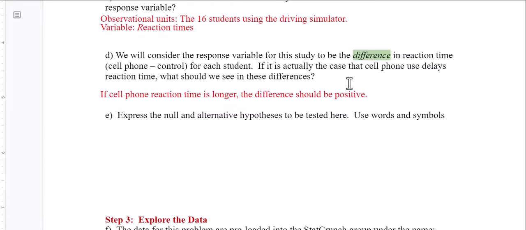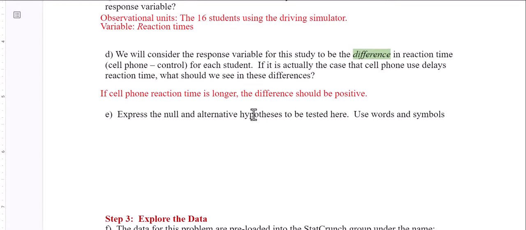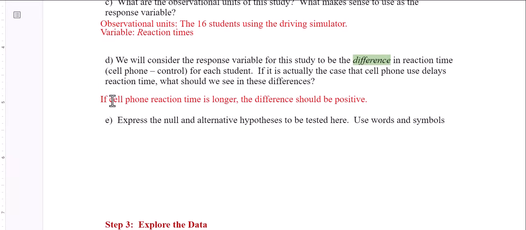So now we're going to express the null and the alternative hypotheses to be tested here. We want to use words and symbols. Our hypotheses: the claim we want to test is that cell phone use delays the reaction time. So we want to see that this difference is positive, greater than 0. That is going to be our alternative hypothesis. And our null hypothesis is going to be that there's no difference, so the difference will be 0. Let me write that out.